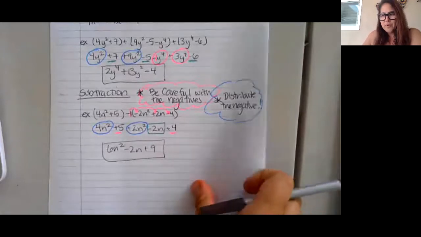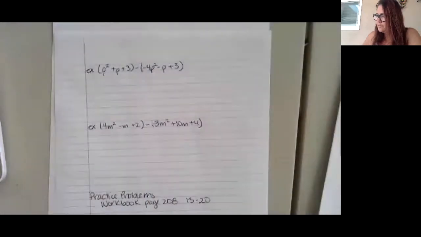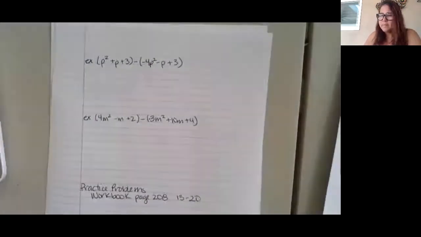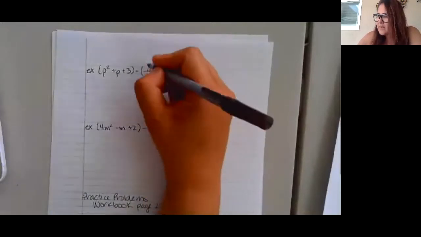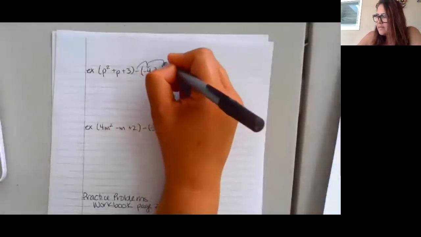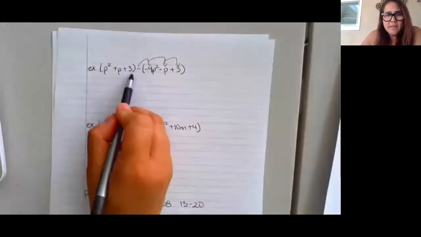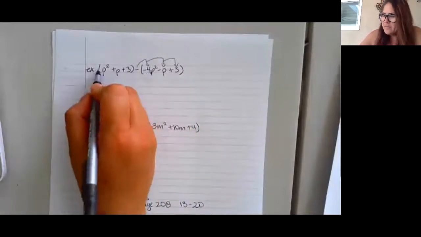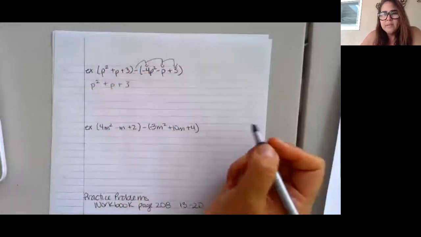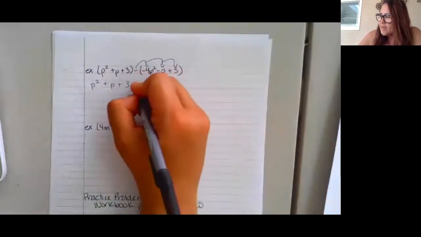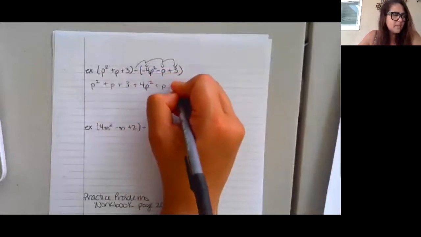Okay, let's try a few more examples here. So I have this negative here, which means I need to distribute that negative to all of those. All right, so let's do that. I'm going to leave all of these the same. These guys are good because there's no negative out in front of here. And I have p squared plus p plus 3. And when I distribute that, I get a positive 4p squared plus p minus 3.